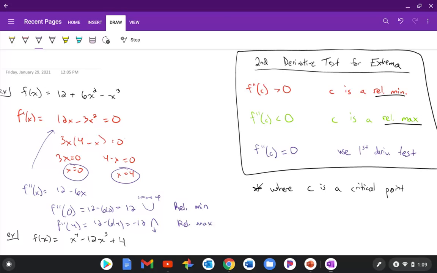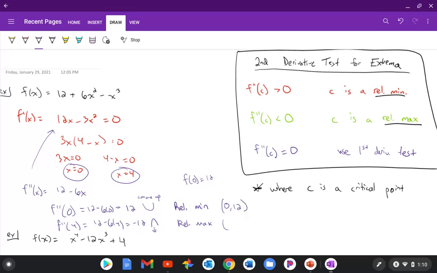I would like you to find the actual coordinate pair as well. The x coordinate is easy because you just plug in whatever critical number there. We had 0 and 4. So the first one occurs at 0, comma, and then we would plug it into the original function, f of 0, to find the y coordinate. f of 0 is just going to be 12. So 0, comma 12 for that one.